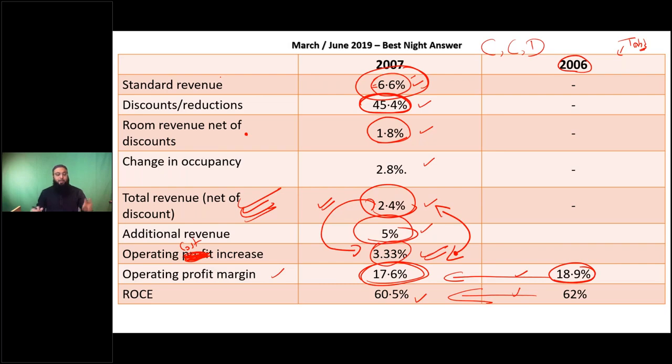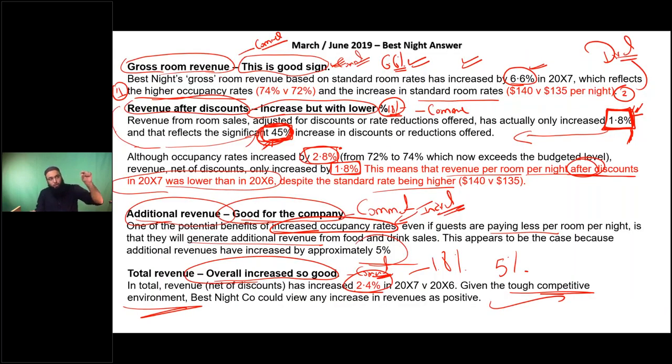And after that, use the subheadings based on the ratios. When you use a subheading, write a subheading like gross room revenue here, and then in paragraph form, first the comment followed by the reason. Comment followed by the reason. The comment will also be part of the paragraph.